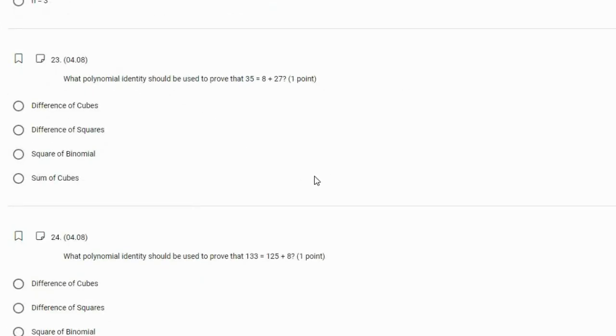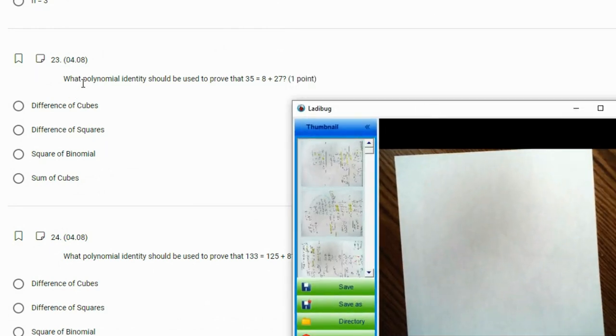Okay. How did Wes do? Yeah, I think I'm gonna do this one on paper just because we haven't done one like this in class. So I'm gonna launch this real quick. What polynomial identity should be used to prove that 35 equals 8 plus 27?